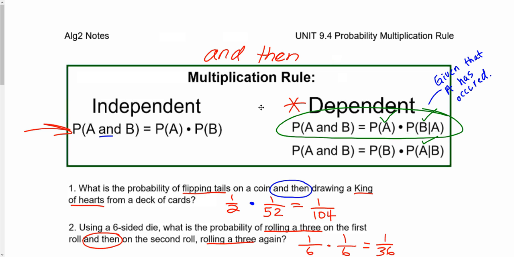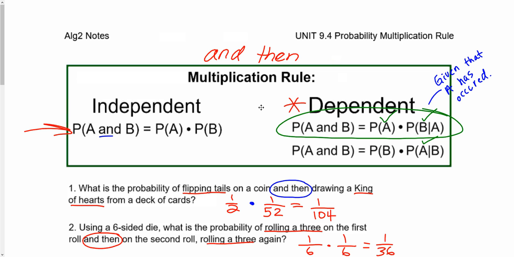An example of that is if I have a bunch of change in my pocket, and I reach in and draw a coin, and then I hold on to the coin, I keep it out, and then I reach in and draw a second coin. That's considered a dependent event because we are changing the total number of coins in my pocket, because I held it out after the first event. So by definition, that is a dependent event.